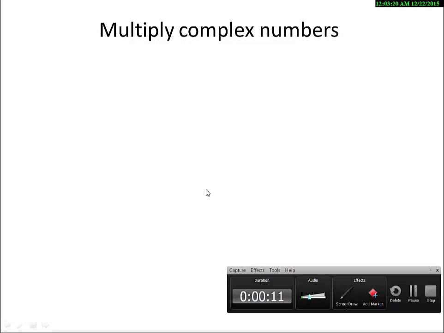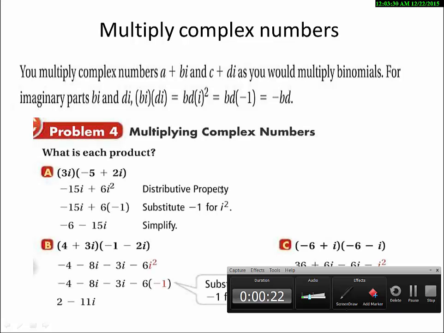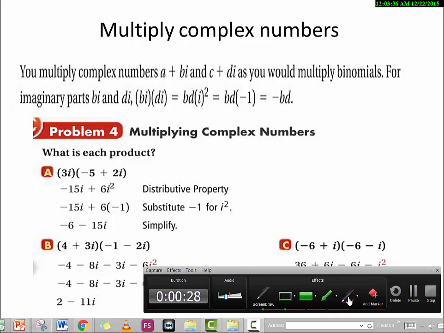Done. Next is the multiplication of complex numbers. Basically, when you do multiplication of complex numbers, you do exactly as you would do with multiplication of binomials. Let me give an example. Let's start with the simple one first. And again, I'll get my pencil.